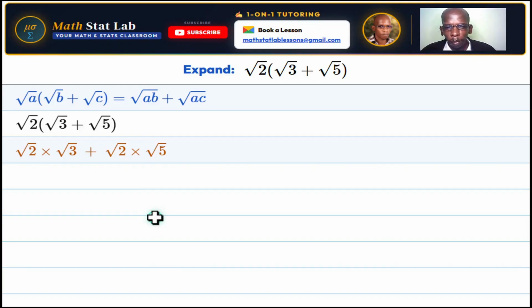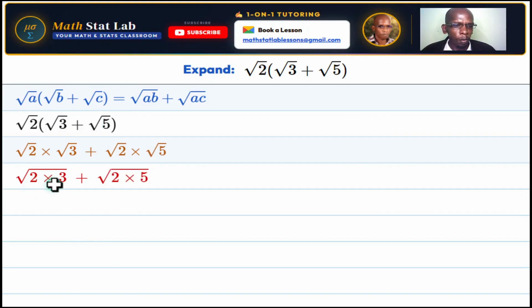But from the multiplication rule in the previous lesson, we said if we have the root of a multiplied by the root of b, then we just take the values, which are in this case 2 multiplied by 3, then we put the root. So in this case, it will be the root of 2 multiplied by 3. Then plus, again, 2 multiplied by 5, then we put the root.